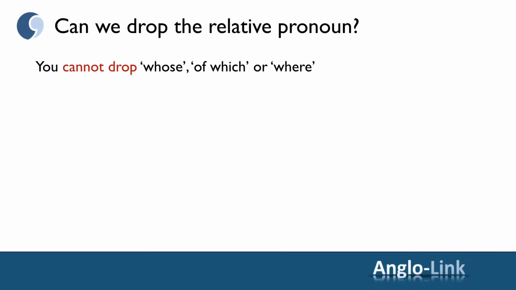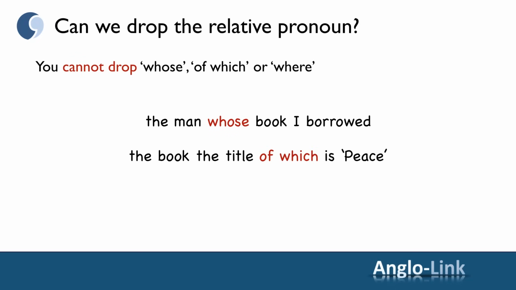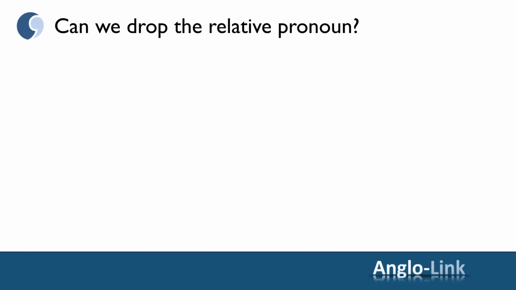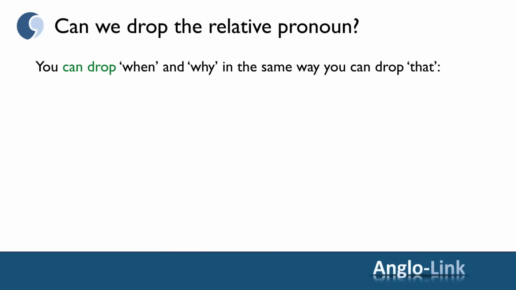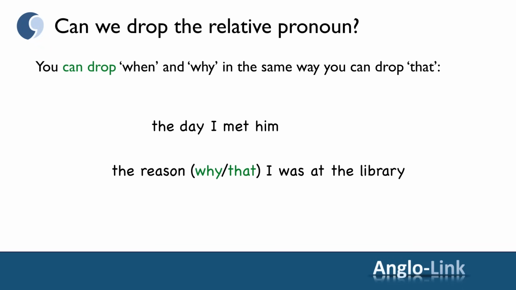You cannot drop whose, of which, or where. For example, the man whose book I borrowed, the book the title of which is Peace, the library where I met him. You must not drop these relative pronouns. And finally, you can drop when and why in the same way you can drop that. The day when or that I met him, the day I met him. The reason why or that I was at the library, the reason I was at the library.